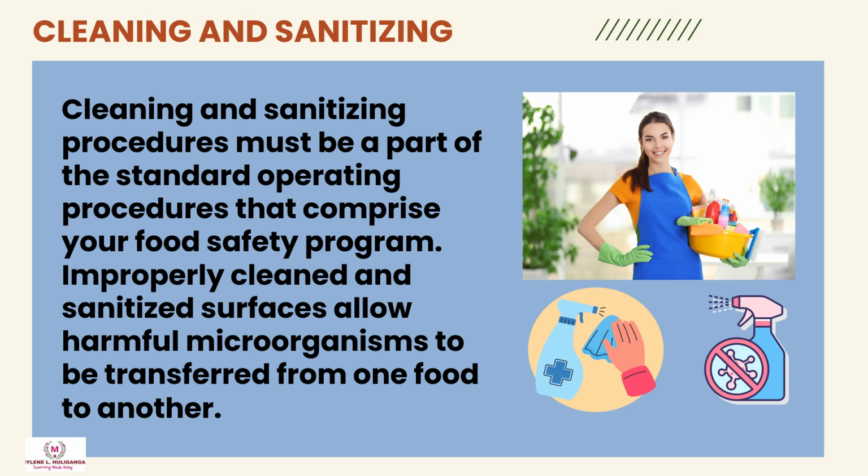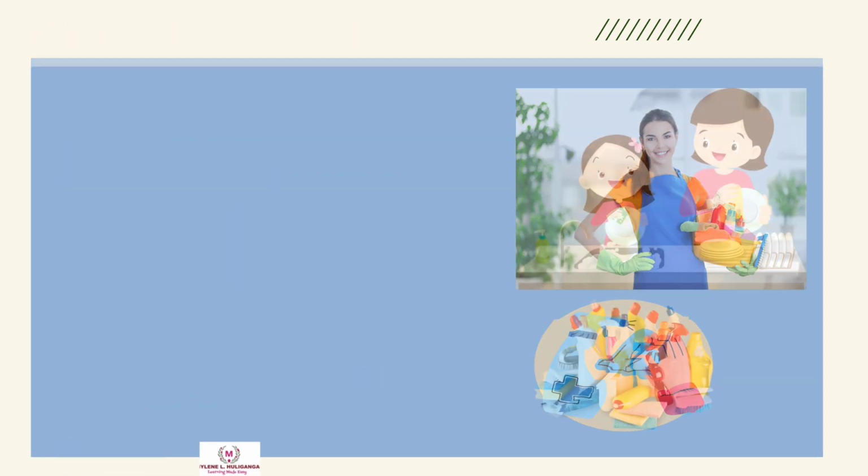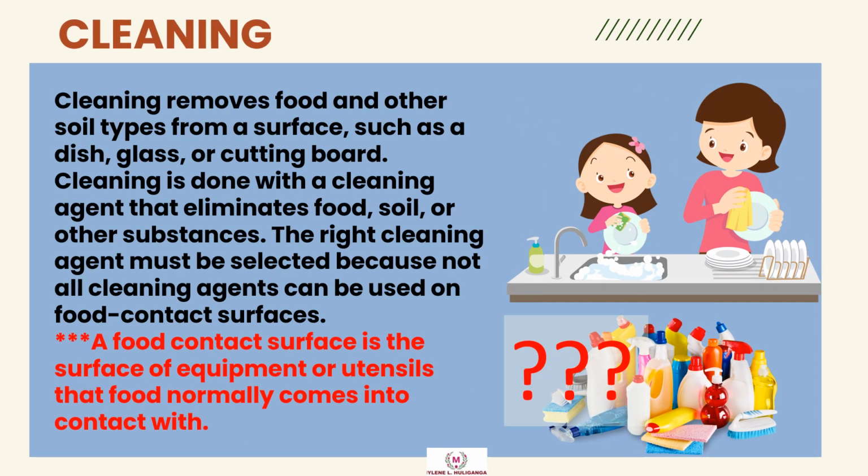Cleaning and sanitizing procedures must be a part of the standard operating procedures that comprise your food safety program. Improperly cleaned and sanitized surfaces allow harmful microorganisms to be transferred from one food to another. Cleaning removes food and other soil types from a surface, such as a dish, glass, or cutting board. Cleaning is done with a cleaning agent that eliminates food, soil, or other substances.